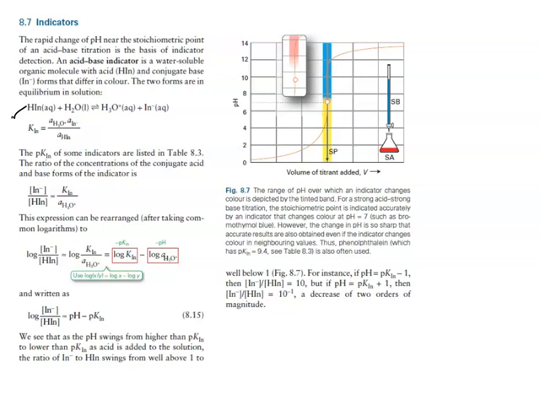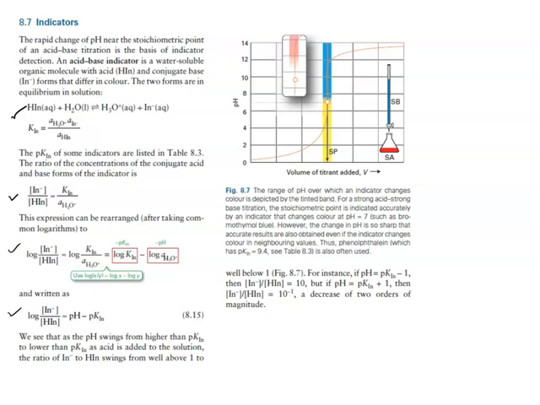The ratio of the concentration of the conjugate acid and base forms for the indicators will be as follows. And this expression can be arranged after taking common logarithms to the following, and then be rewritten to show the following, where the log of the ratio of the conjugate base to the acidic form of an indicator approximately equal to the pH minus the pK of the indicator. And this is just a manipulation of the Henderson-Hasselbalch equation. So it's just an example-specific adaptation of Henderson-Hasselbalch.